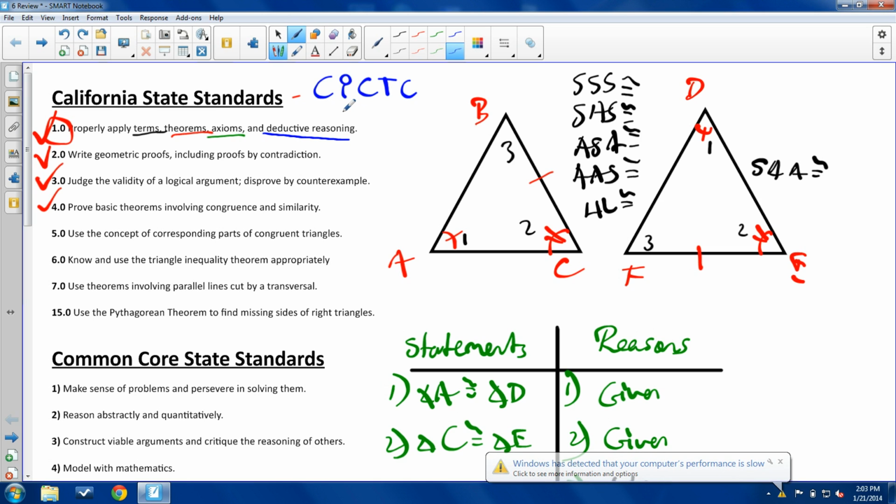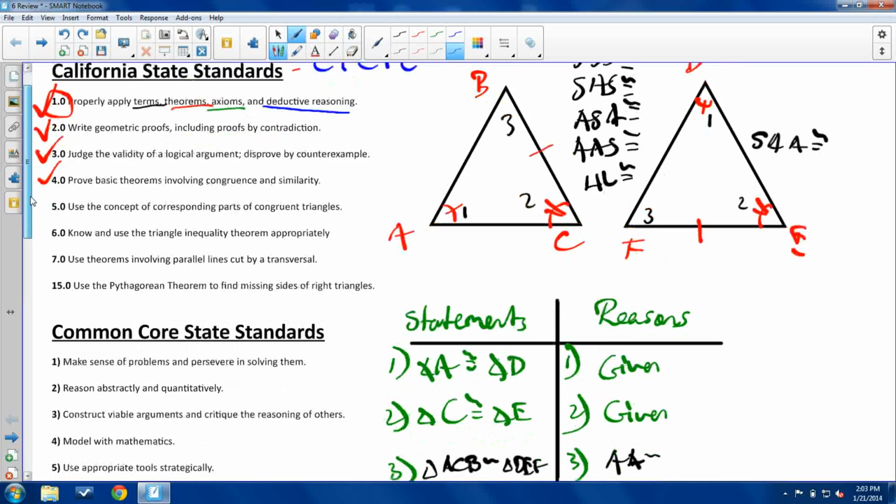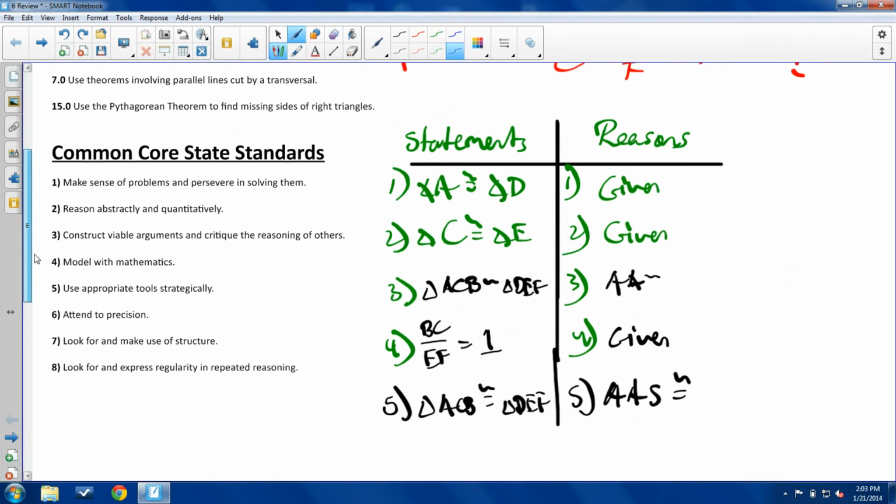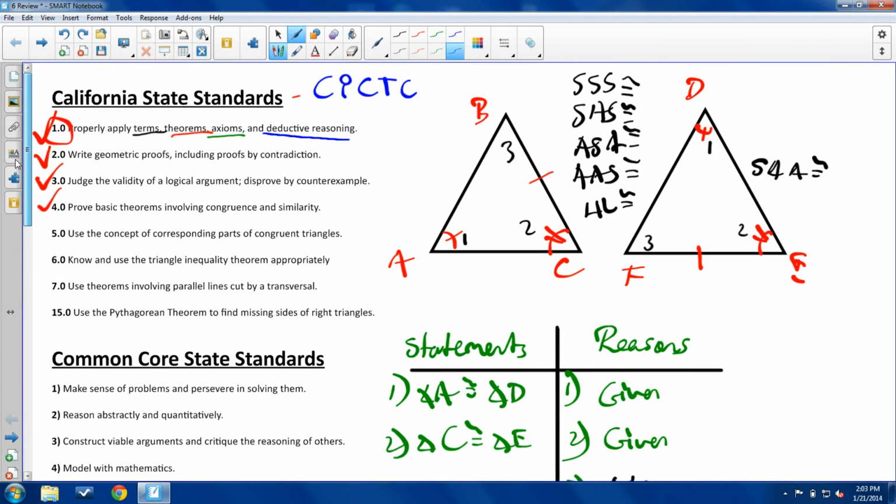Anyway, all corresponding parts of congruent triangles are congruent. So I already know these are congruent. These were given things. But now that I know that the triangles are actually congruent themselves, that means that if I can locate all the different corresponding parts, those are also congruent.